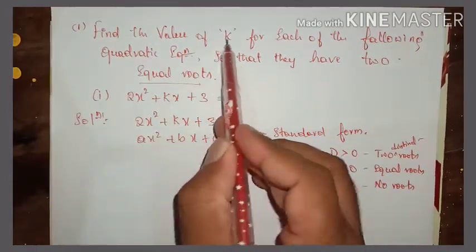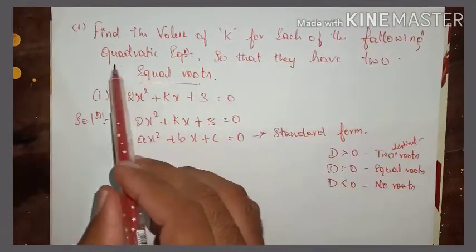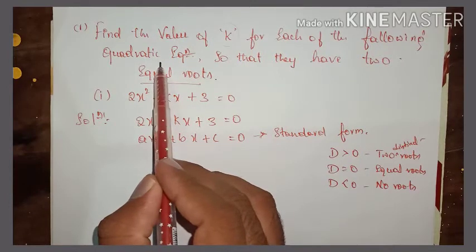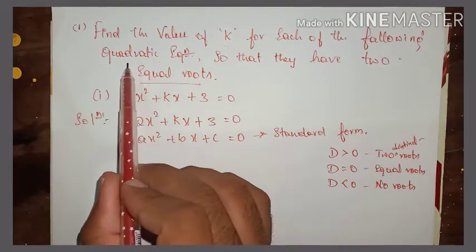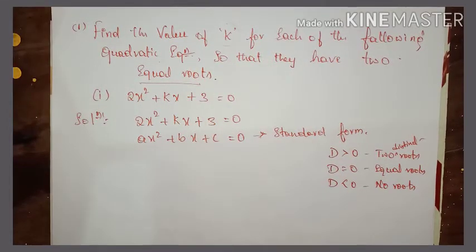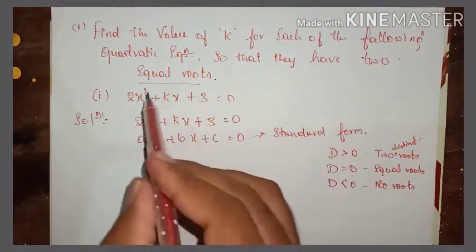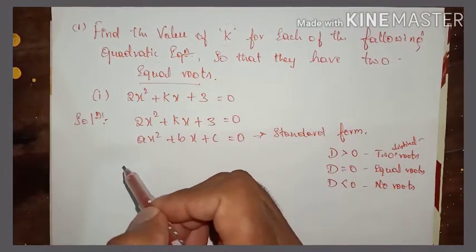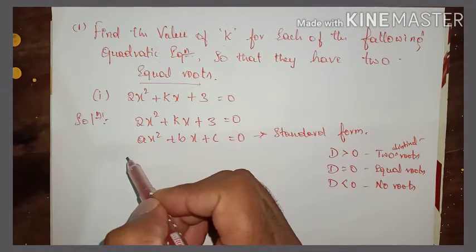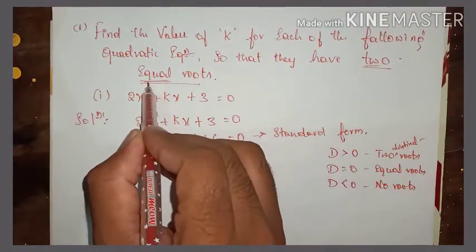So we have to find out the value of k for each of the following quadratic equations. It means they have already said that the given equation is a quadratic itself. You don't need to check whether it is a quadratic or not. We can directly assume that the given equation is a quadratic. Having two equal roots is the key point for us.